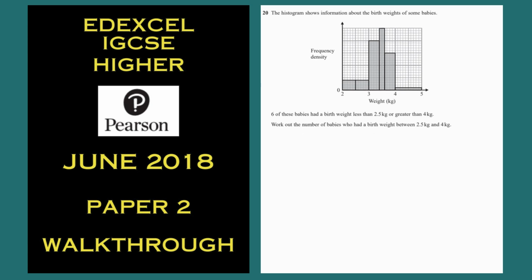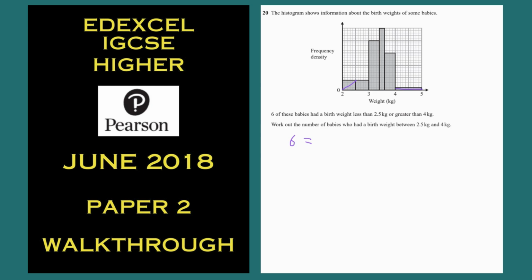Number 20, a histogram question which doesn't give you any details on the frequency density. So the easiest way to go about this is just to think of it as number of squares. That's it. Just number of squares. So 6 of these babies were less than 2.5. That's that bar there. And greater than 4. That's that bar there. So let's consider how many squares 6 babies are worth on the histogram.